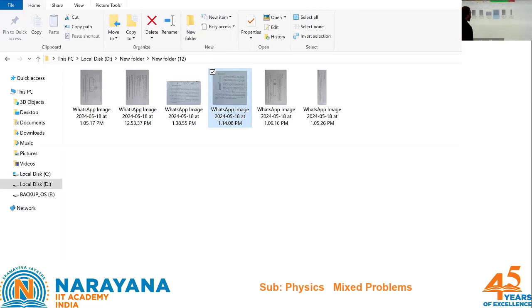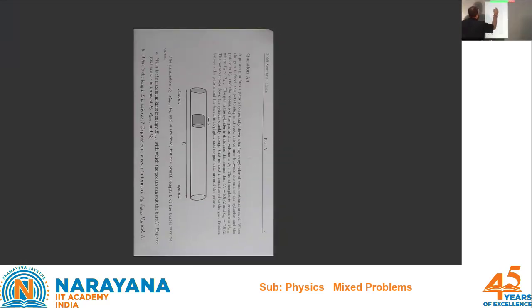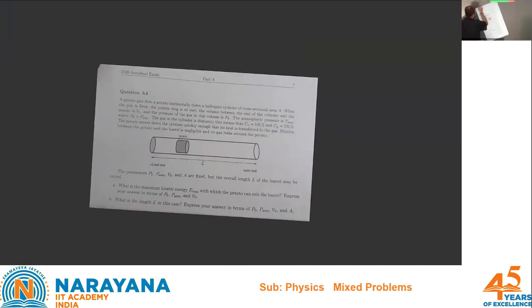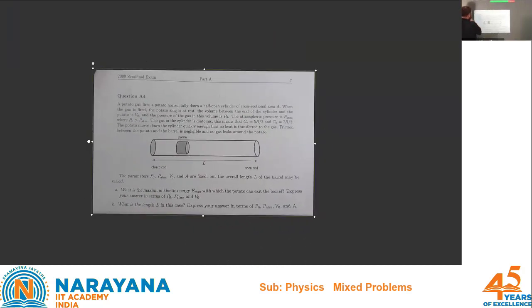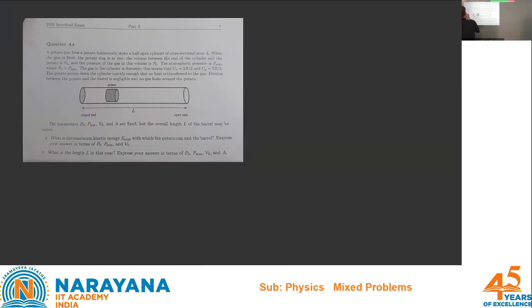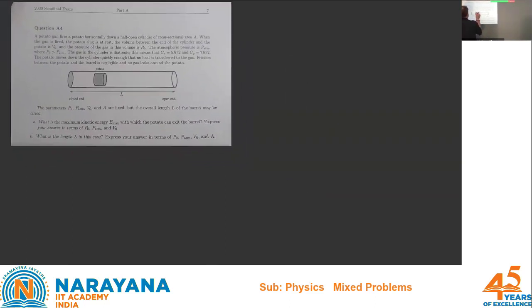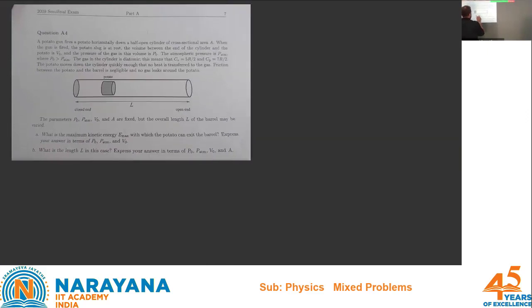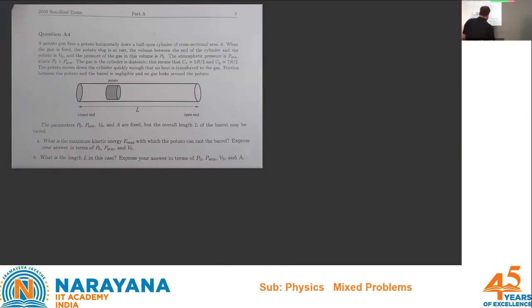We'll go to the next problem, the next idea for the day. So let us pick up the next problem. Let's see. Now, in this question, this is a potato gun, and he talks about the idea. So let us read this carefully. A4.